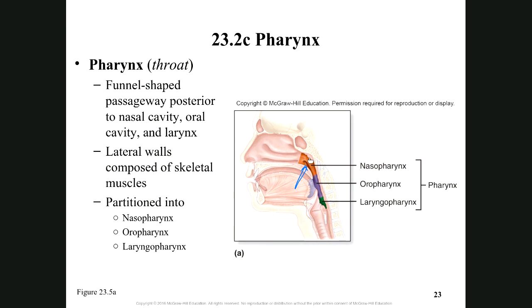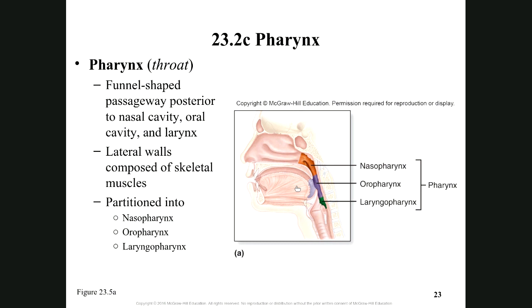Then the next part is called the oropharynx. The oropharynx is this purple part, and it is the middle part of our pharynx. It's posterior to our oral cavity. Here you can see the oral cavity, and this is the oropharynx here. This part is lined by non-keratinized stratified squamous epithelium, the same epithelium which we have in our mouth cavity.